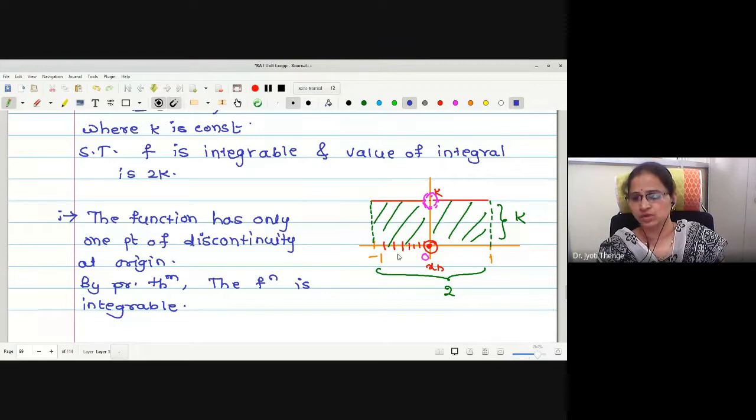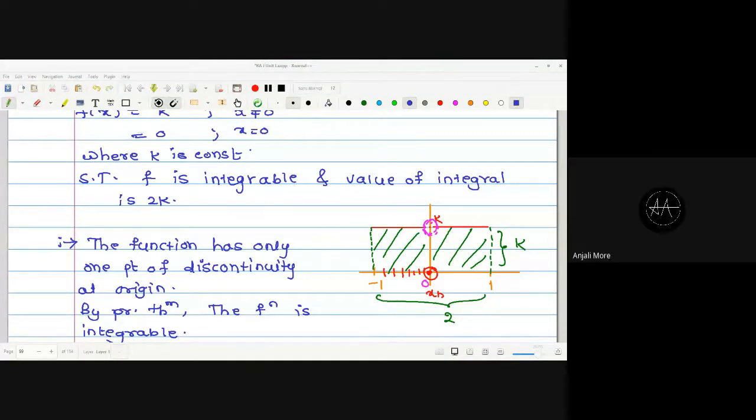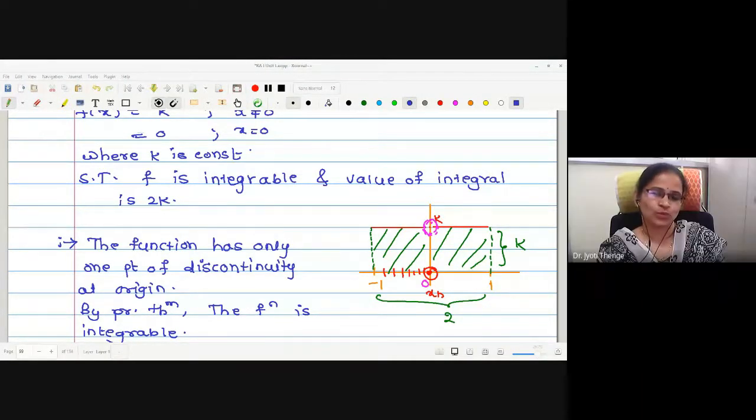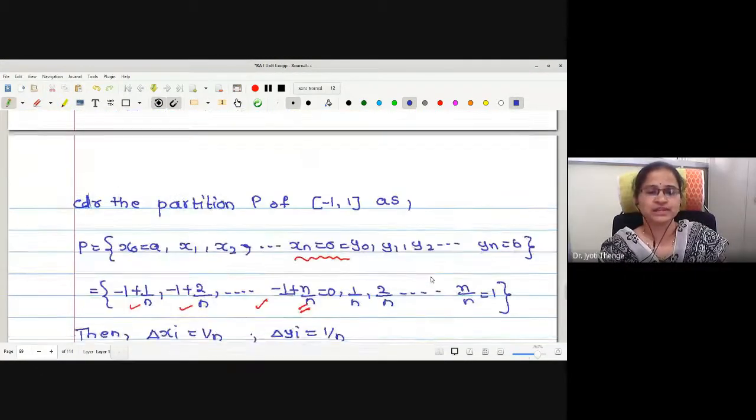So what is the location of the discontinuity? At which point do we have the discontinuity for this given function? At x equal to 0. K is the function value there. Correct? Yes. At the origin this function is not continuous. That's why it is integrable.